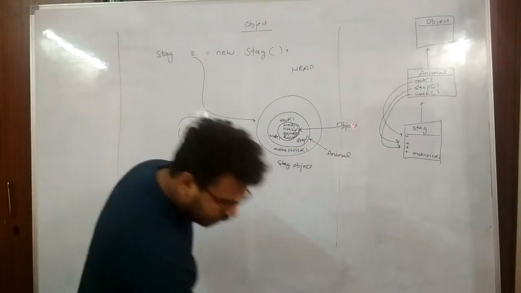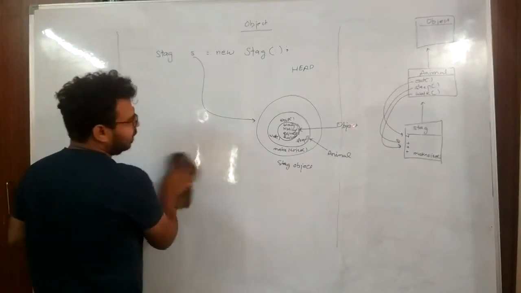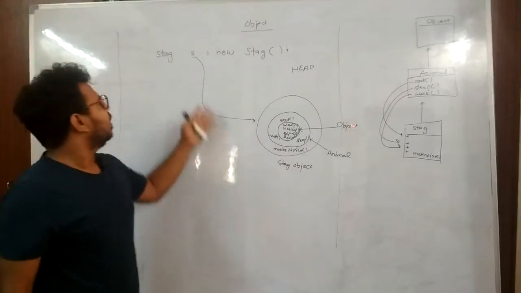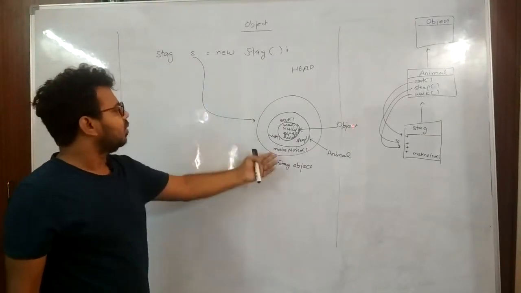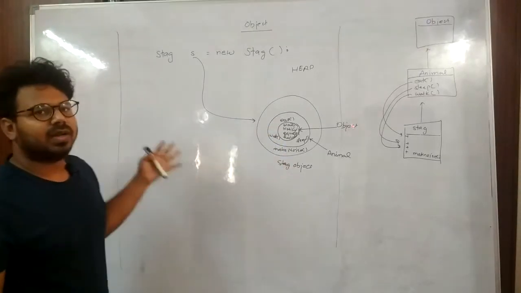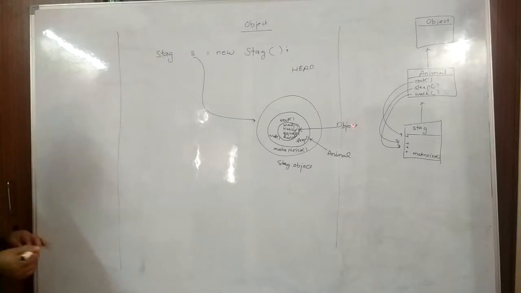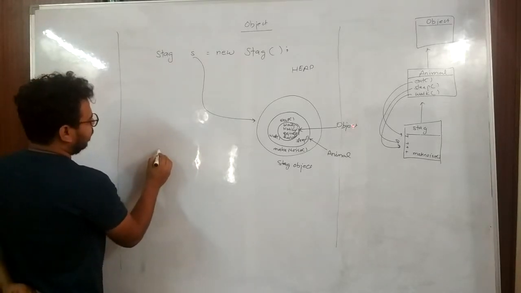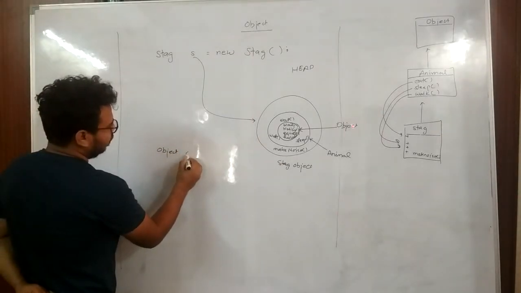Okay, now let us get into some more detail. What happens when we assign this reference to Animal or Object? What is going to happen? So now suppose we have a reference of type Object, o.